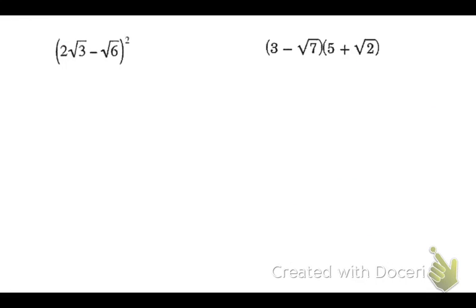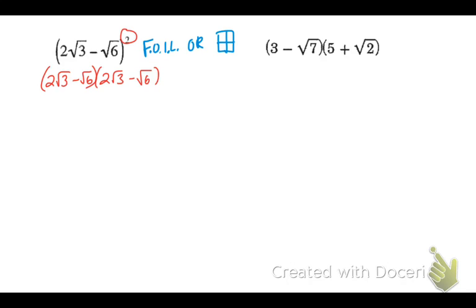Next, alright, so remember when you have a binomial squared, it's really that binomial times itself. And now when you multiply two binomials, it's the FOIL method or the little Punnett square thing, whichever you prefer. Do the FOIL method on this first one. So first, outer, inner, and the last.